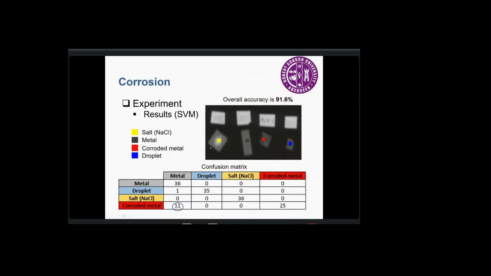There is an application with the nuclear industry, where they protect their nuclear waste.